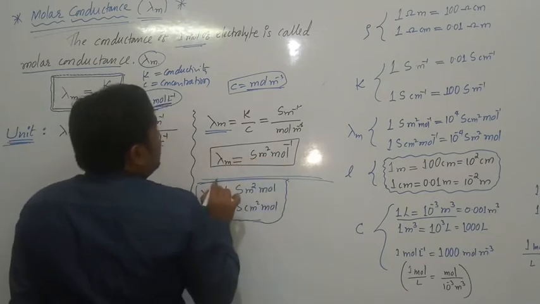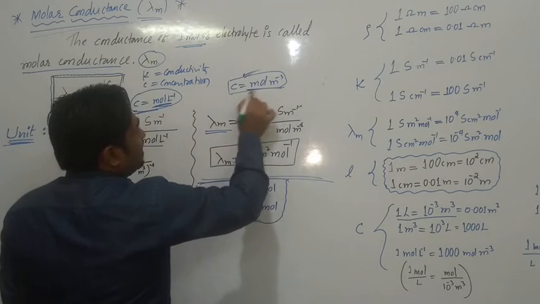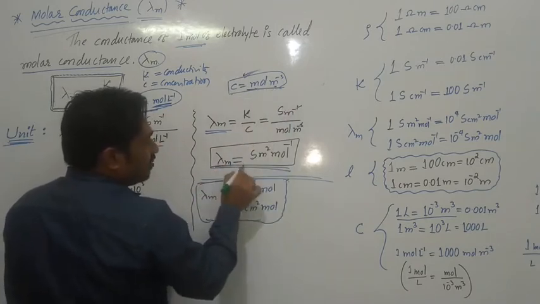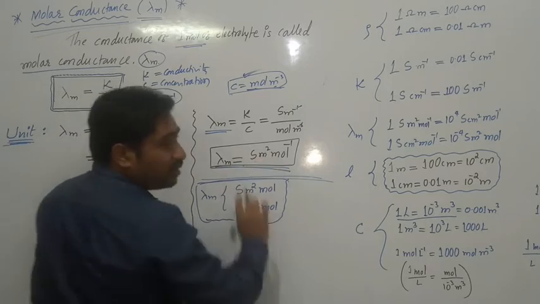So if the concentration of the solution is given in terms of mole per cubic meter, we should use this unit. Lambda m is equal to Siemens meter square per mole.